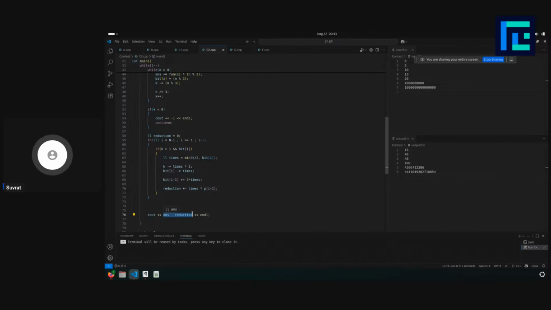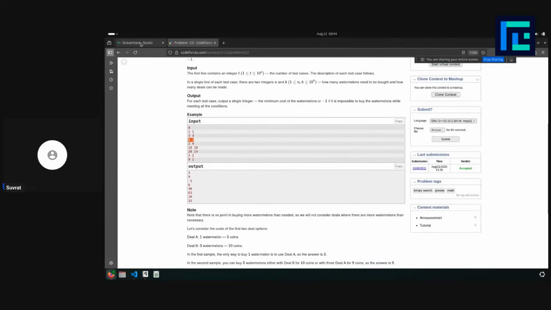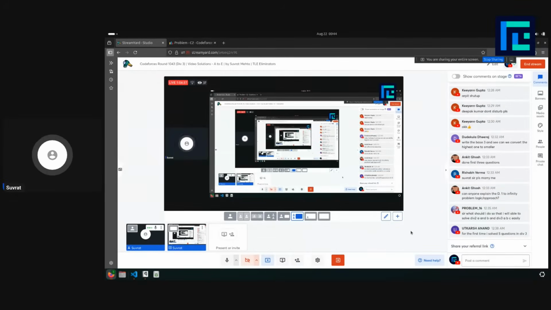So answer minus reduction. And also, if you don't want to do this answer minus reduction thing, you can basically iterate over the bit array again and calculate the total cost using the cost function, since bit I is currently storing the optimal distribution of deals. That was the solution for C2.